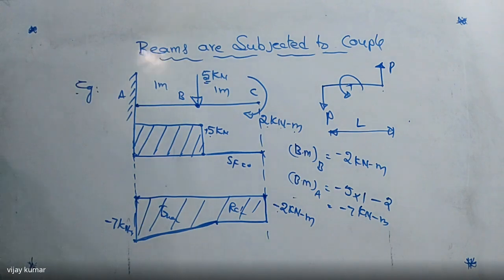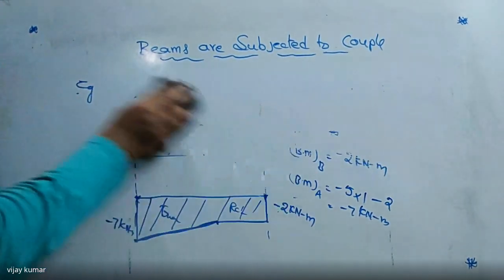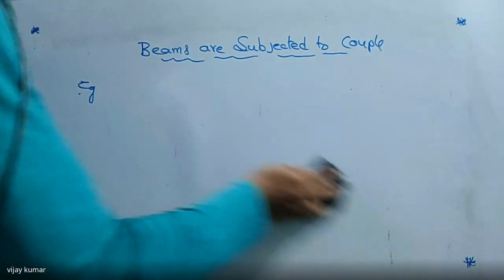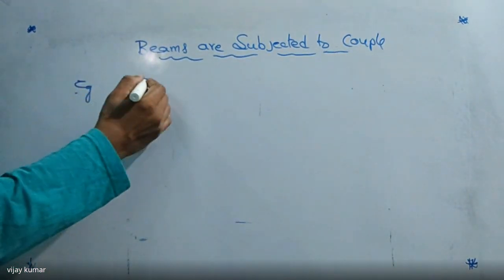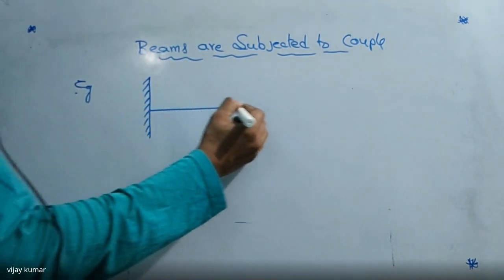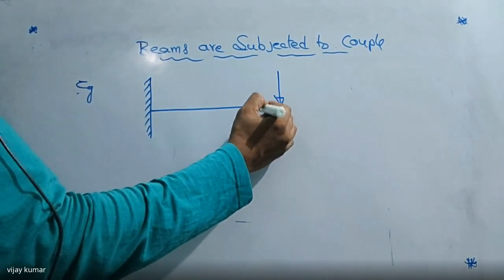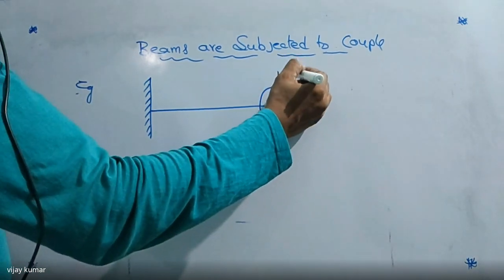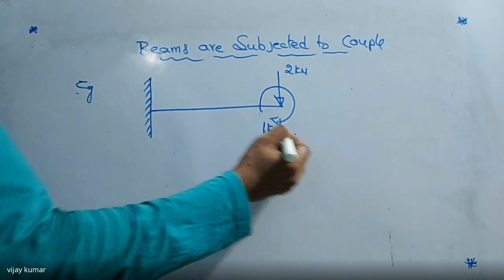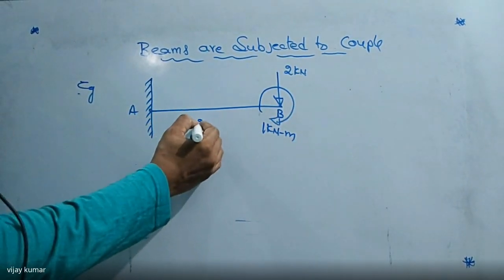Now I'm going to give one more example on a cantilever beam with couple. So listen carefully to how to draw the shear force and bending moment diagram. Now, another example on a cantilever beam. This is the cantilever beam which has a point load here and a couple here. The point load is 2 kilonewton, and this is 1 kilonewton meter, the couple. This is point A and this is point B. Now this total length is 2 meters.